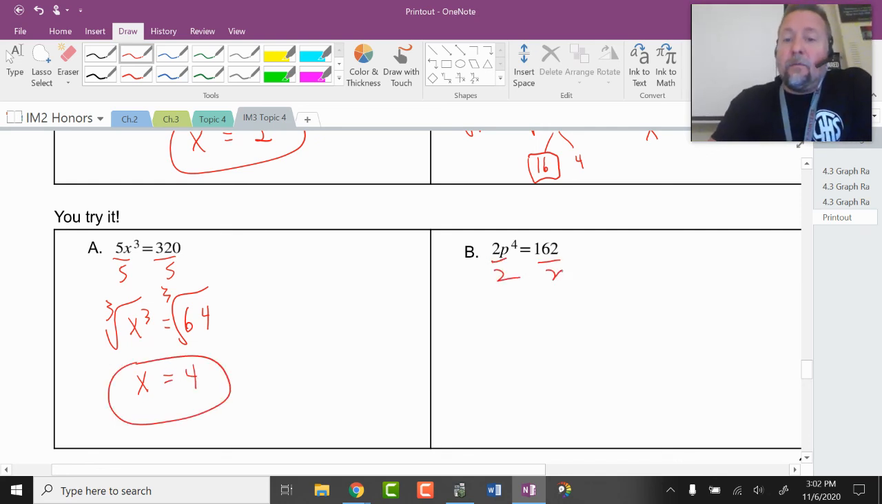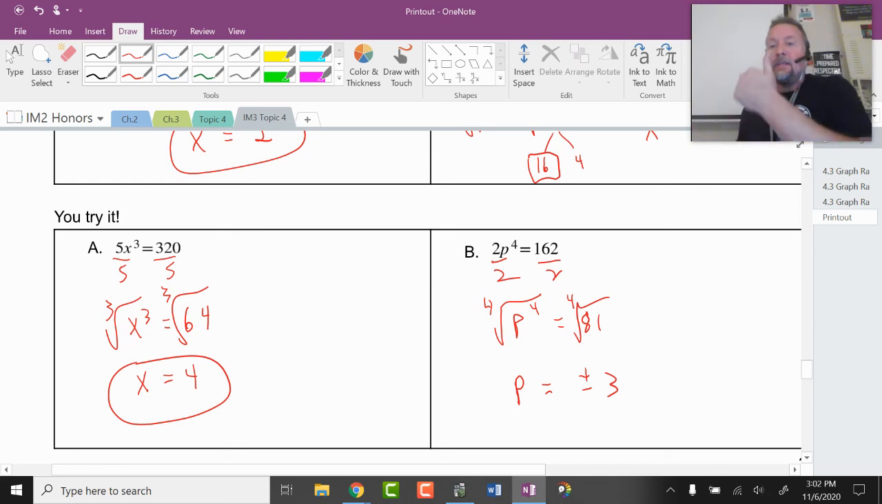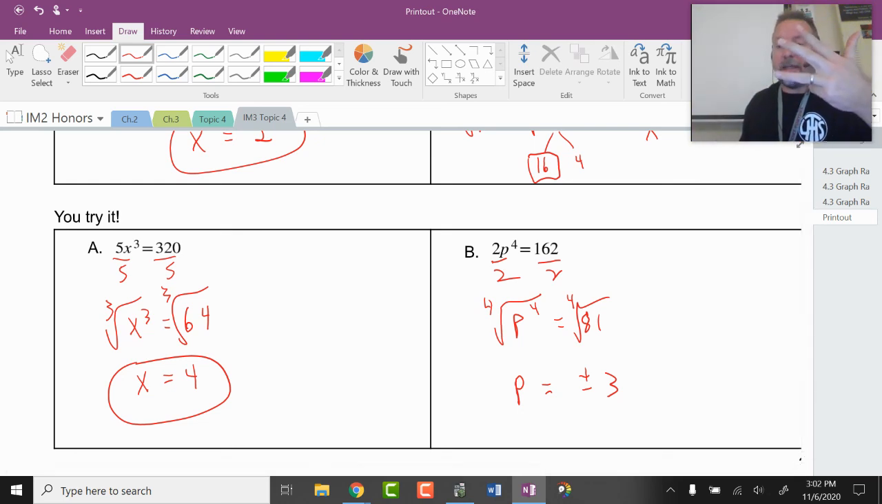Then don't forget on square roots, I think that's 81. When you do a fourth root, there are two possibilities that work. It is plus or minus 3. The reason is -3 times -3 times -3 times -3 also equals 81.